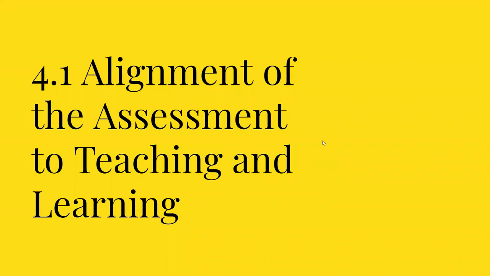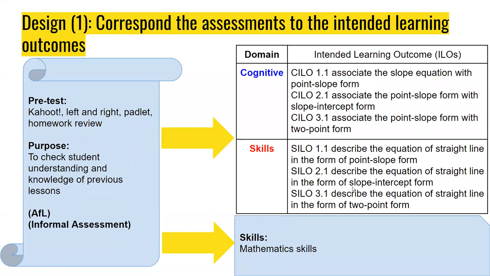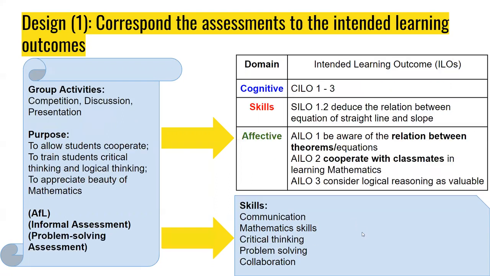So the first part, of course, is the assessment for teaching and learning. About the corresponding assessment, this is the intended... We are trying to correspond the assessment to the intended learning outcome. So the pretest is to check students' understanding and knowledge of the previous lesson. It is about the qualitative domain and the skill domain. The skills below here are the EDB generic skills that they would like students to have.